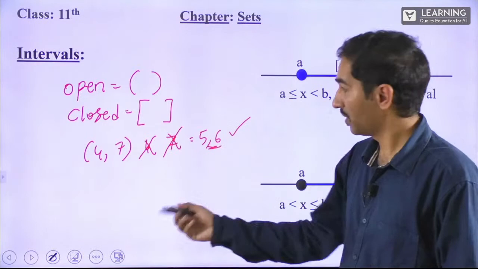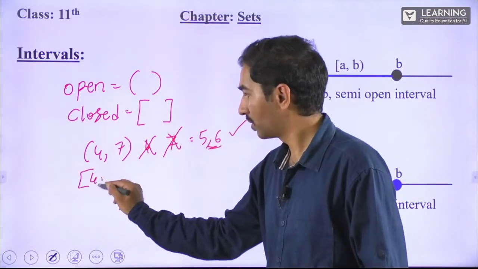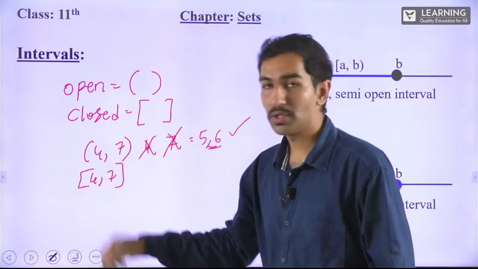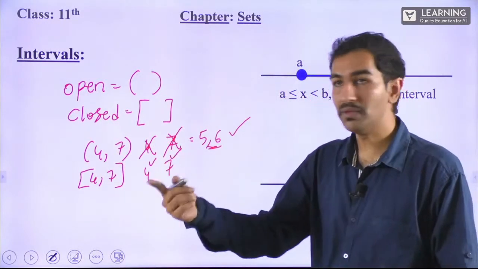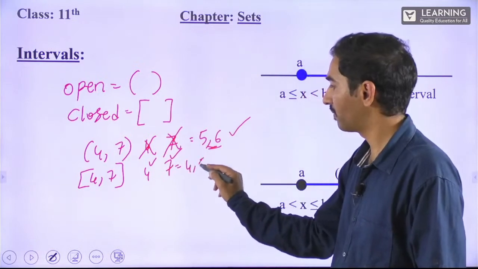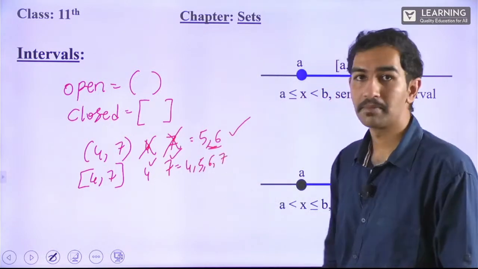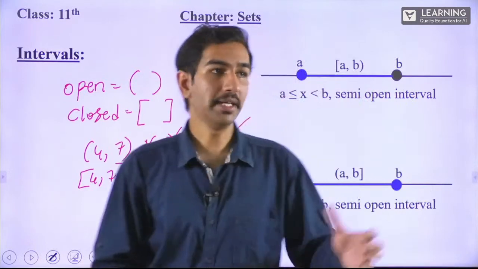That's it. So suppose I write it like this, [4, 7]. 4 is also included, 7 is also included. In between values are also included, that is 4, 5, 6 and 7. Okay, on this side I have already explained.